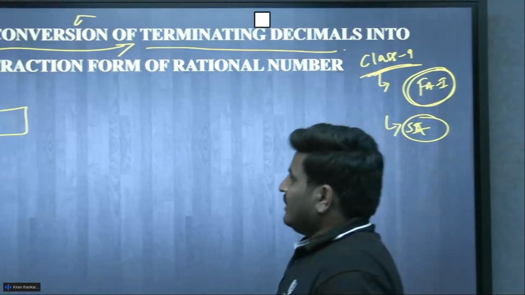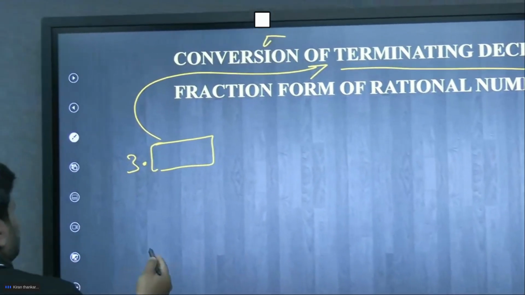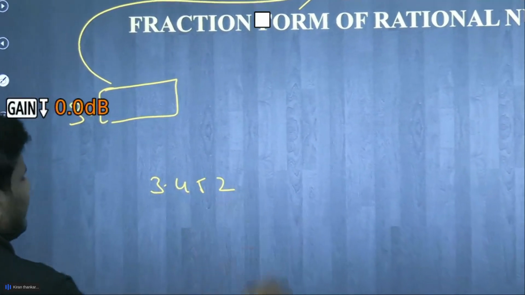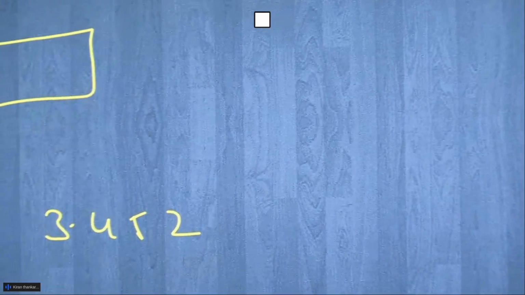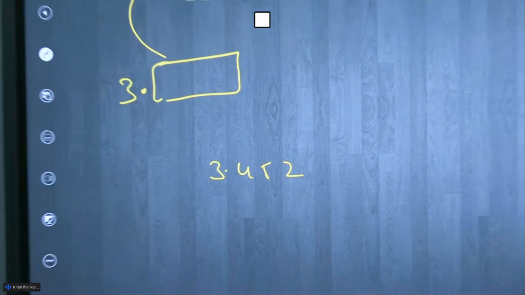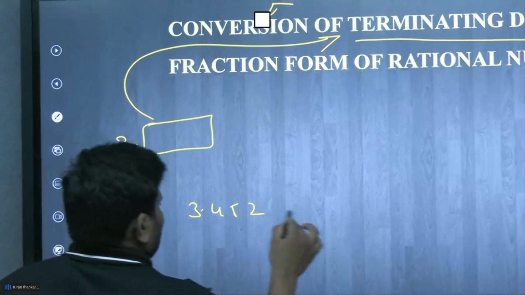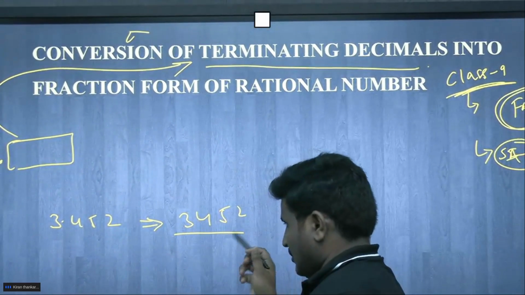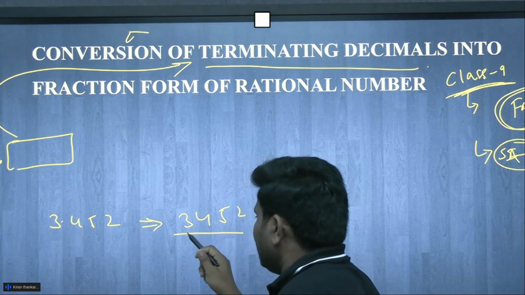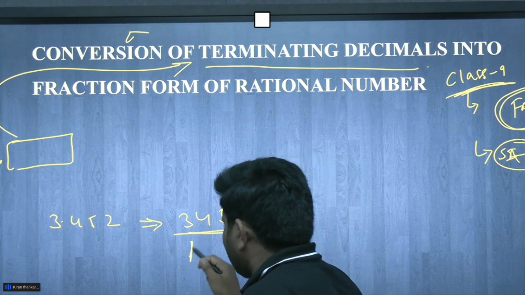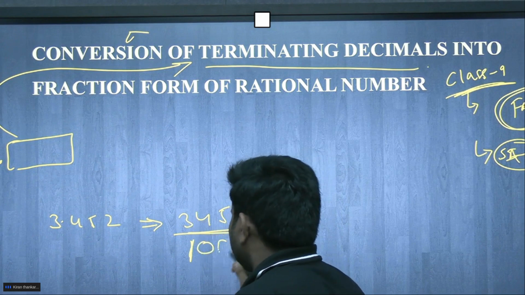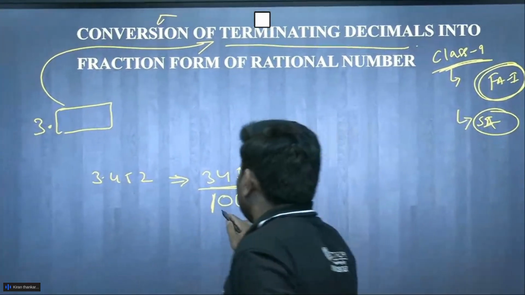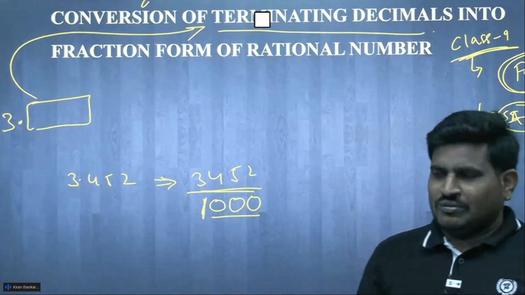Let us take one example. For example, 3.452. The same conversion of decimals to fraction. Just remove the decimal point, 3452. Then for the denominator, take 1 along with as many zeros as there are decimals after the decimal point. Three decimals, so you keep three zeros.